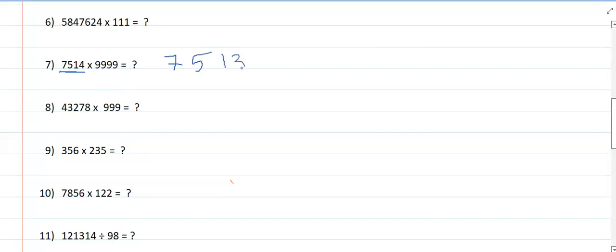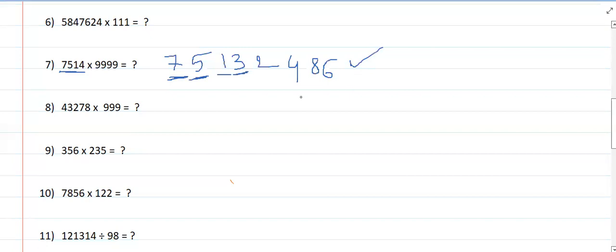Okay. For this 7, how much is to be added to get 9? 2. For this 5, 4. For this 1, 8. For this 3, that's all. That is the answer here. So in this way, we can get the answers.